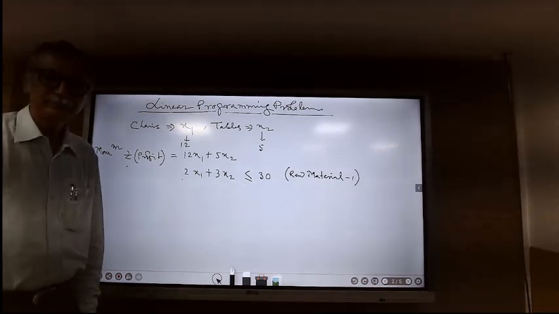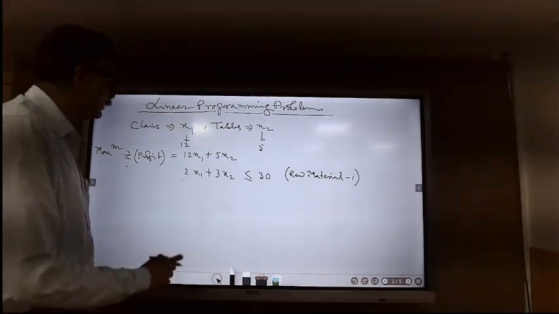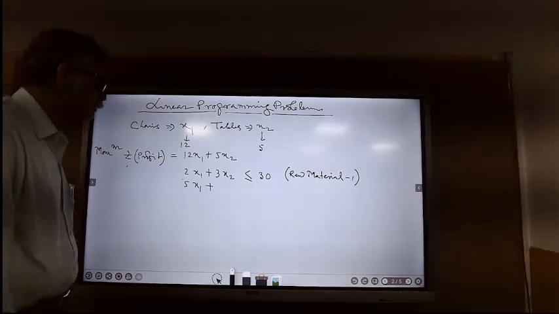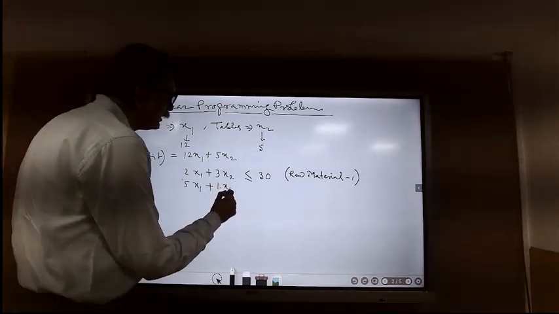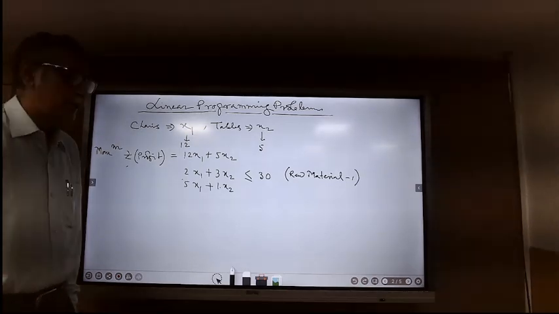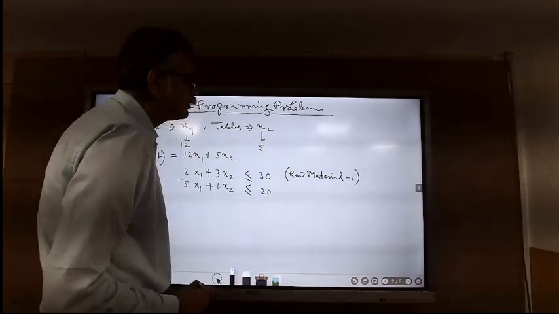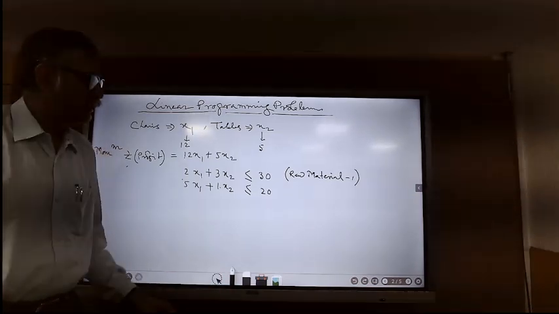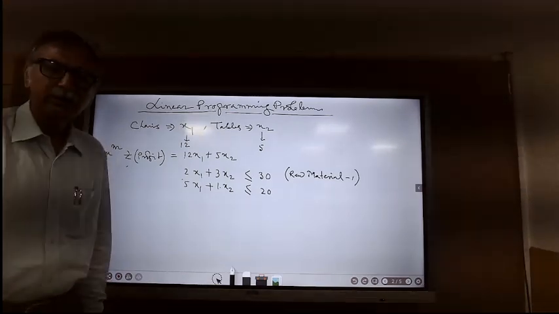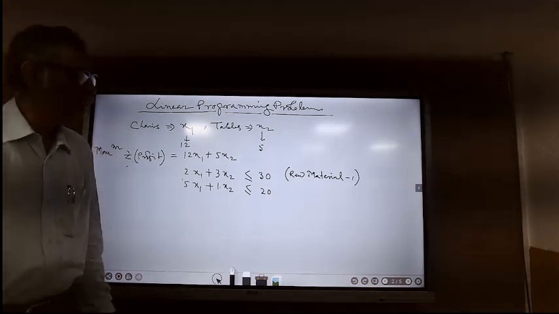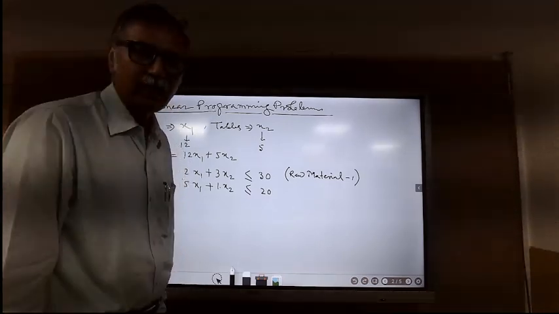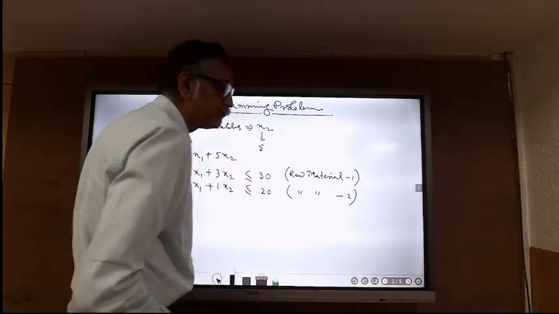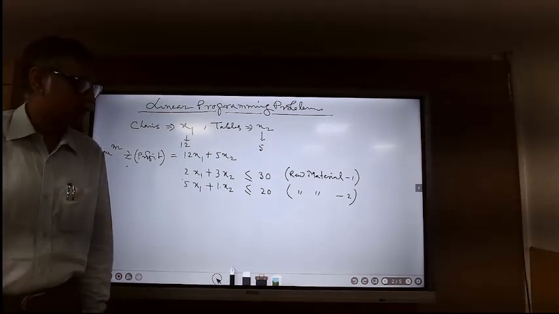Now timber 2 is also required, the second quality of timber. For example, 5 units of the second quality of timber are required for making 1 chair, and 1 unit of the second type of timber is required for making a table, and only 20 units of the second type of timber are available with this carpenter. So he cannot use more than 20. Either he can use equal to 20, or it is better for him if he can utilize less than 20, then he can save some of the cost from timber 2. So this is the constraint related to the second raw material, raw material 2.